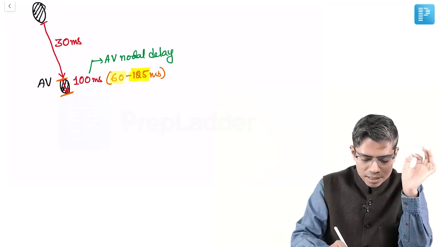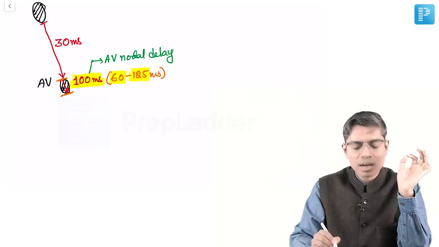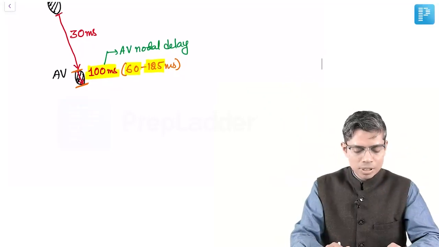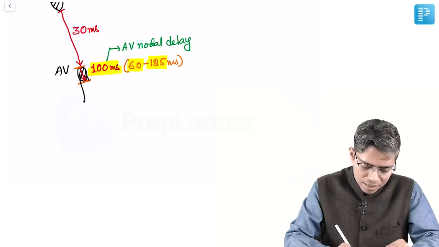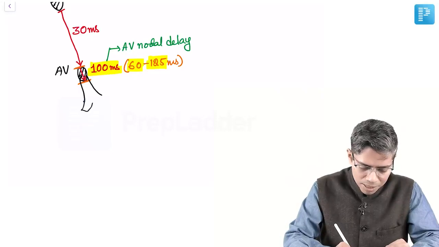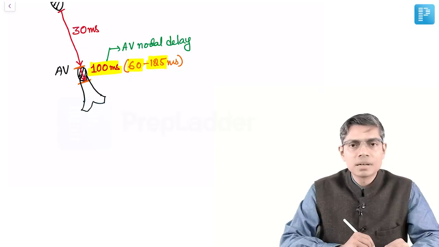So that's why there is a range, but on an average you have to remember 100 millisecond is the AV nodal delay. Then after the AV node, the next part is the bundle of His, and that will be divided into left bundle and right bundle, we have seen earlier.